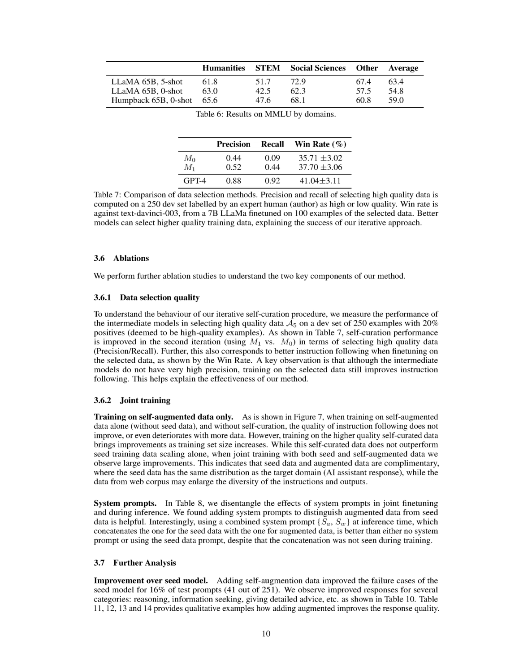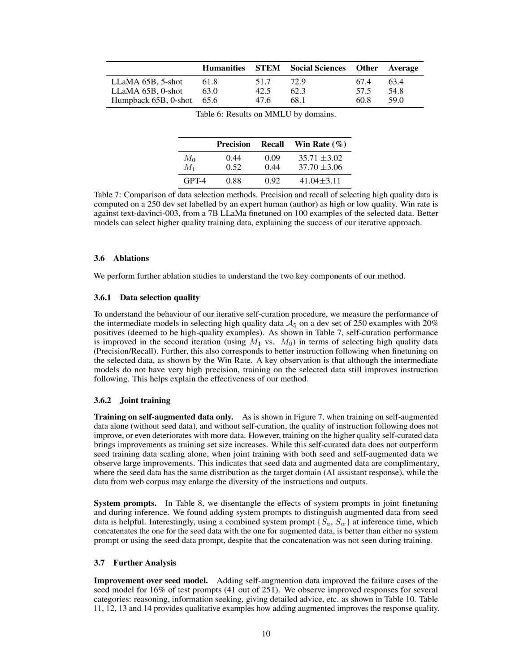Although this self-curated data doesn't perform better than just scaling up the seed training data, we notice significant improvements when we train jointly with both seed and self-augmented data. This suggests that seed data and augmented data complement each other. The seed data has the same distribution as the target domain, which in this case is the AI assistant's response, while the data from the web corpus can increase the diversity of the instructions and outputs.